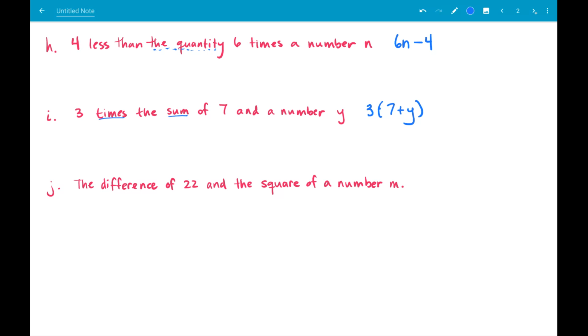Let's look at letter J. So it says the difference, so here I've got subtraction, the difference of 22 and the square of a number m. So again, order matters with subtraction. So I want the difference of 22, so I'm going to write 22 first, and the square of a number m. That means that m is being squared. So just write in order just like that. Hopefully this helps you figure out how to translate your verbal phrase into mathematical expressions.